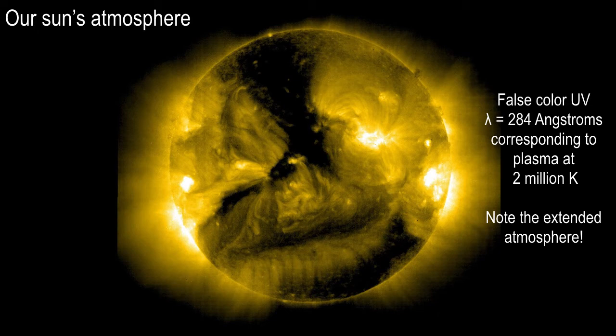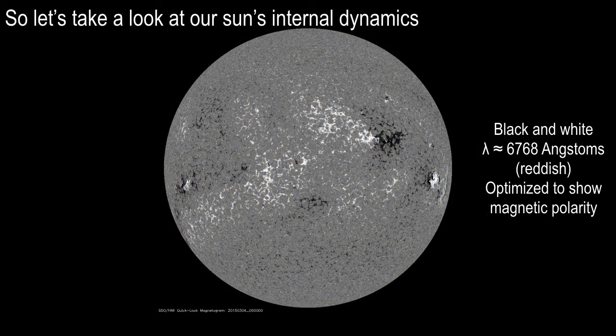Those are what we would call a coronal hole. Right? And those are important to know about. We want to know all about those bad boys. Here's another black and white at 67, 68 angstroms, kind of reddish. And this one's optimized to show the polarity of the magnetic fields on the sun.